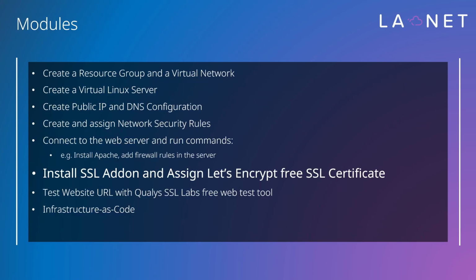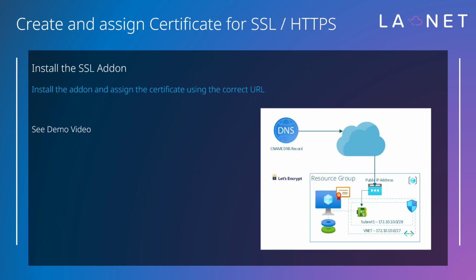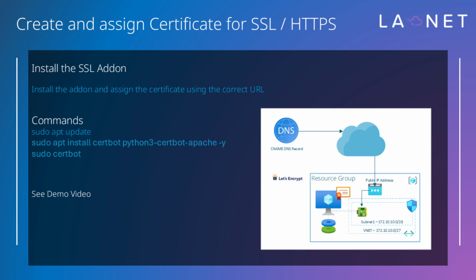So in this session, we'll look at installing the SSL add-on and then using a Let's Encrypt free SSL certificate. Now we've got our DNS set up and our virtual machine, we're going to add the SSL certificate. We're going to connect to it via our SSH session and run the commands to install the add-on and the certificate. So let's take a look at that.